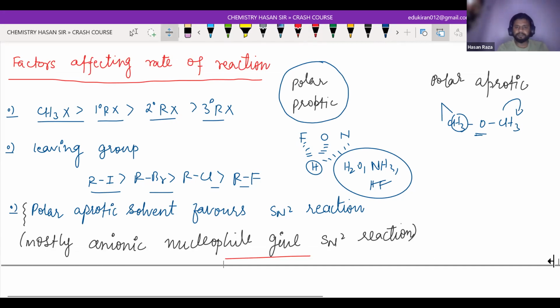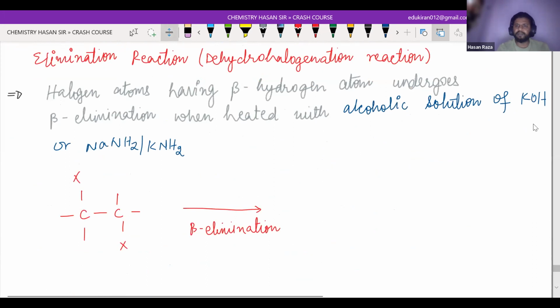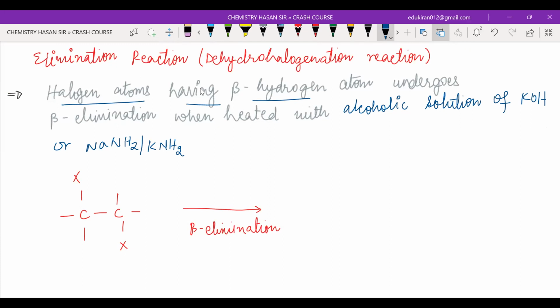Also, this is also important. Anionic nucleophile generally gives... Now, the next reaction, we have only 2 reactions left, so we are going to complete this. Elimination reaction, dehydrohalogenation reaction. First of all, alkyl halides having beta hydrogen atom undergo beta elimination. What is beta hydrogen? So I'm going to discuss it.